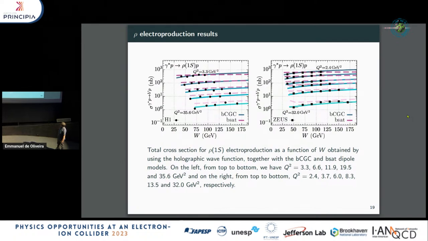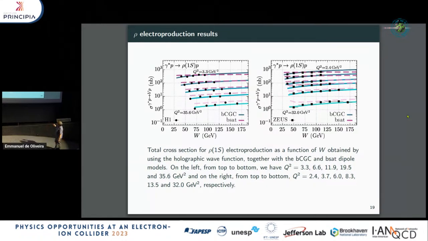So this is our first results. This is rho electroproduction, okay? We have here the BSAT. BSAT is always going to be this purple color. BCGC, this bluish, greenish color, okay? So we have here these data points. The data points have very small uncertainty, so they're very precise, okay? And here we have some discrepancy between the two models, okay? This is somewhat expected, not all models will give the same results. But overall, we have a good description of the data, considering we did not fit the dipole cross-sections to this data.